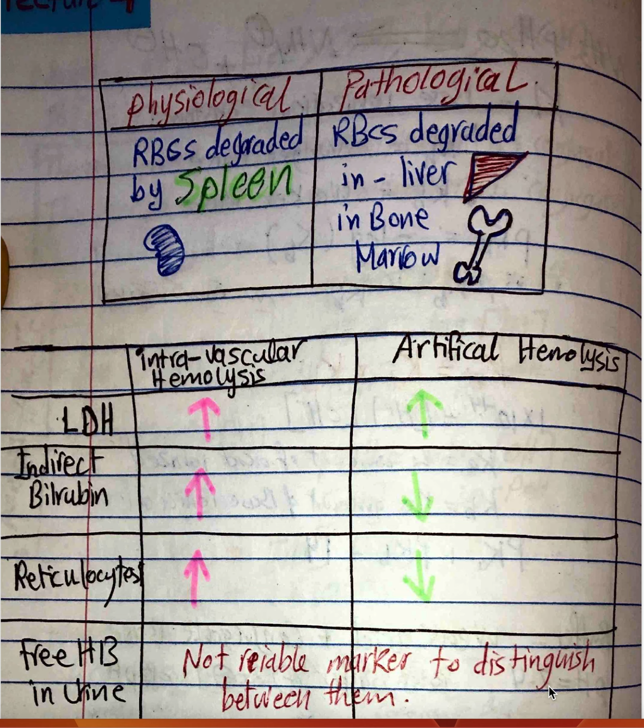It's me, Rima Boripan, and we have to go to lecture 4 of clinical chemistry. So, we are talking here about the difference between the physiological and the pathological.